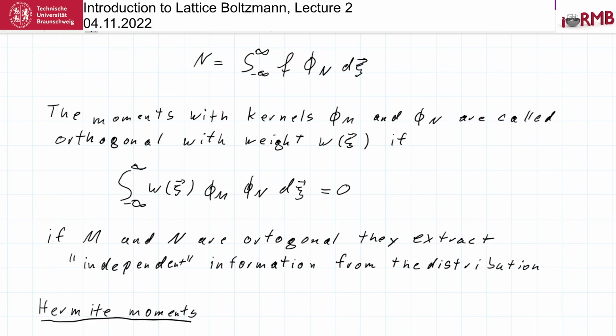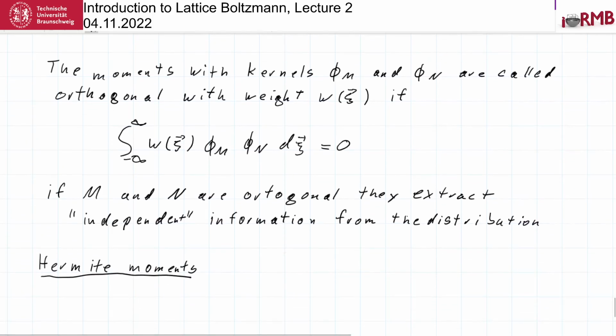So what do people do? We look at one way of orthogonalization, and this is the Hermite moments, and this is one of the ways that actually make a little bit of sense.